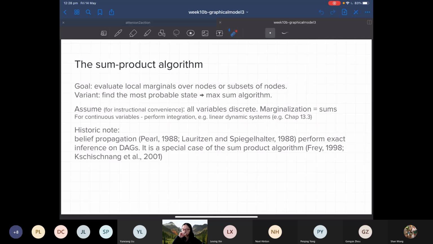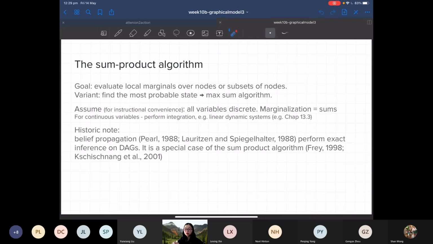It's interesting though. As a historical note, the sum product algorithm and factor graph were proposed around the turn of this century by Brendan Frey at the University of Toronto, who is still doing active machine learning research. It's an elegant algorithm. And 10 years before that, Judea Pearl and others proposed a similar algorithm called belief propagation. It performs exact inference on directed acyclic graphs, so it's a special case of the sum product algorithm we're going to describe.